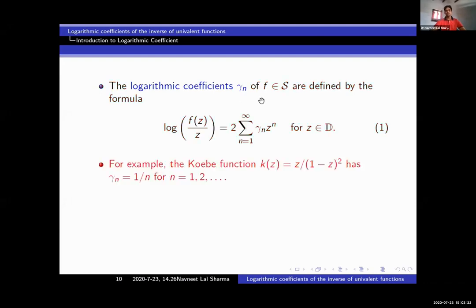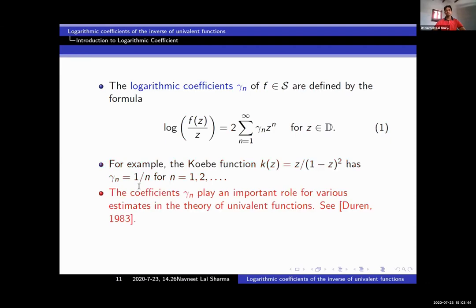If I take, for example, the Koebe function k of z is equal to z upon (1 minus z) whole square, and we find the logarithmic coefficient of this, then the value is gamma n equal to 1 by n. This coefficient plays an important role in the theory of univalent functions. We will discuss after this slide why it is important.